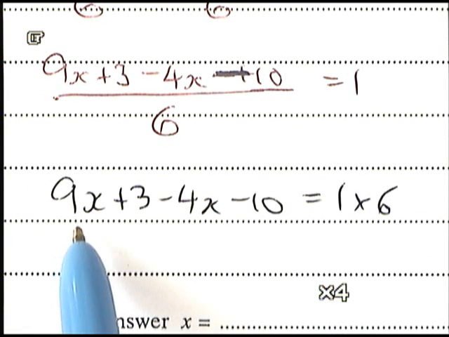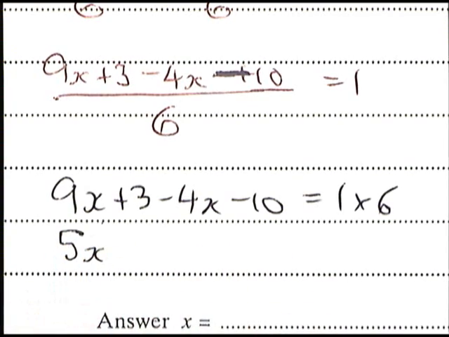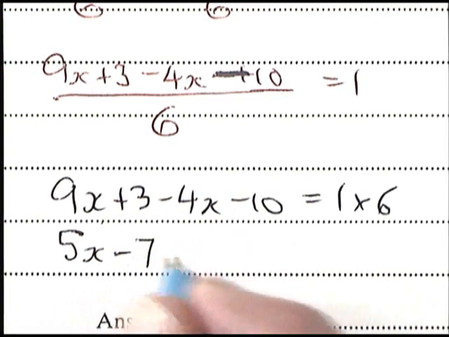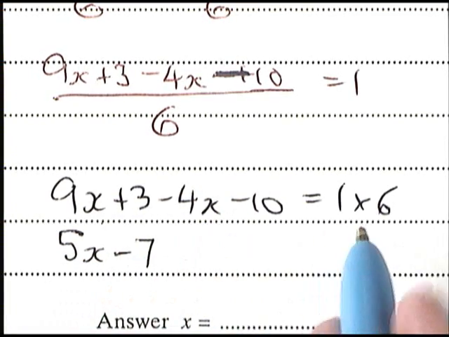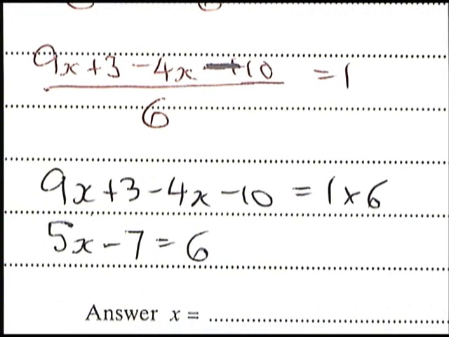Now, let's look at this. I've got 9x, take 4x. That's 5x. I've got 3, take away 10. That's minus 7. And on the right hand side it equals, I've got 6. Now it's a simple equation.